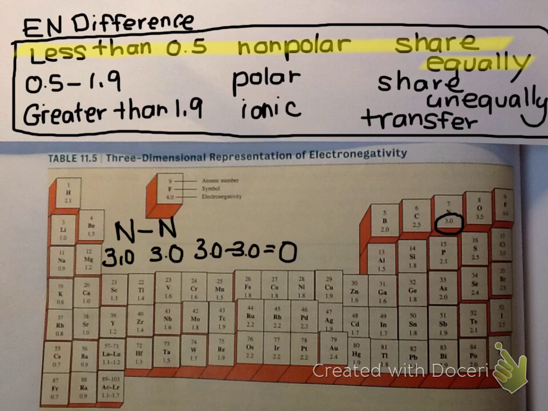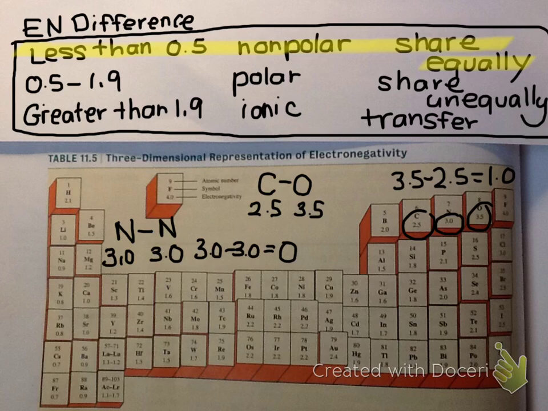Well, let's look at an example where they might not share equally. So let's say, for example, we have a carbon and an oxygen bonded together. Well, we look, carbon is a 2.5 and oxygen is a 3.5. So if you look at the difference, 3.5, always taking the higher one first, minus 2.5 equals 1. So looking at the chart that I wrote above, we see that a difference of 1 falls between 0.5 and 1.9. And in this case, we have a different type of covalent bond. We have a polar covalent bond.